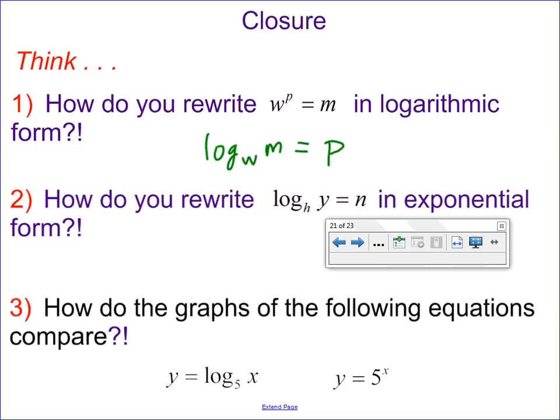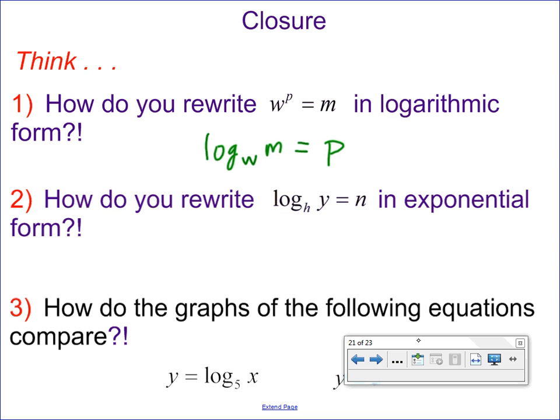Raise your hand if you have the same as Virginia. Log base w of m equals p. Good job. A logarithm is an exponent, and so the overall log must equal the exponent. The base on my logarithm is the same as the base of my exponential, right? And then there's my input. So log base w of m equals p. Nice job.